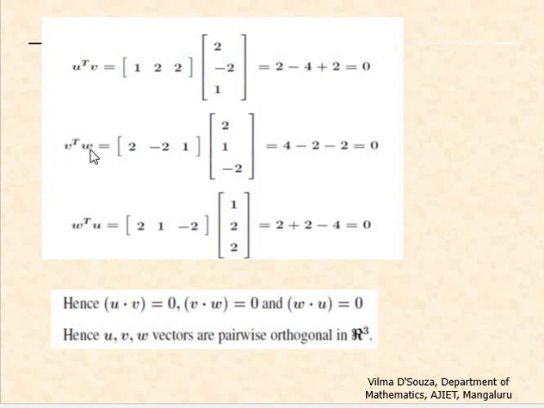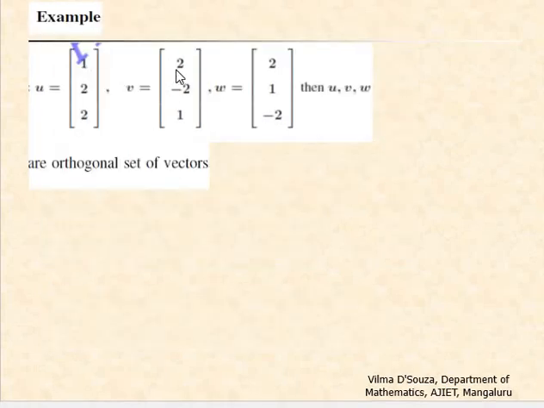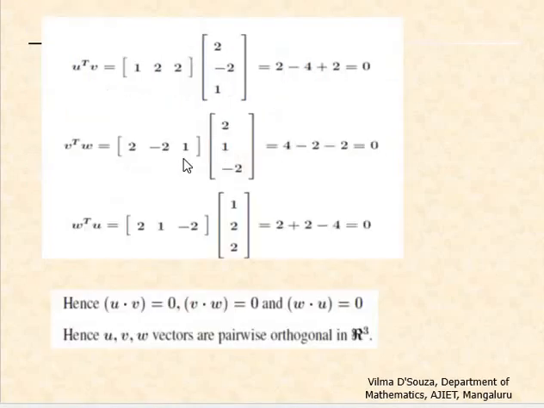What is v transpose w? v transpose is the row vector 2, minus 2, 1. w is 2, 1, minus 2. That is 4 minus 2 minus 2. Again it is 0. Similarly, w transpose u: 2, 1, minus 2 with 1, 2, 2. That is 2, 2 and minus 4. 2 plus 2 minus 4, that is 0. So it means that u dot v is equal to 0, v dot w is equal to 0, w dot u is equal to 0.